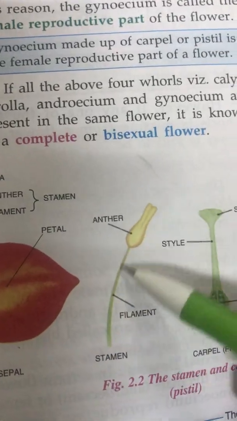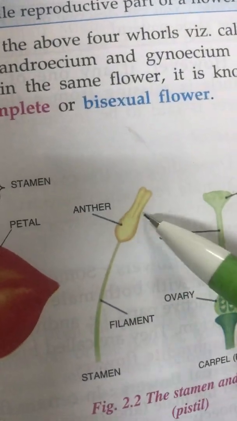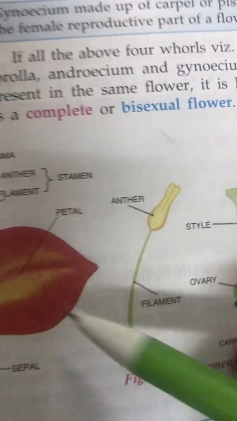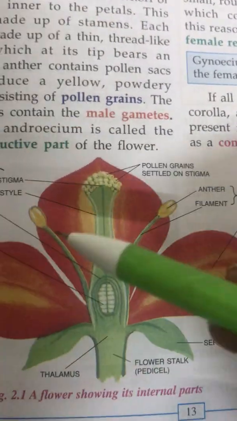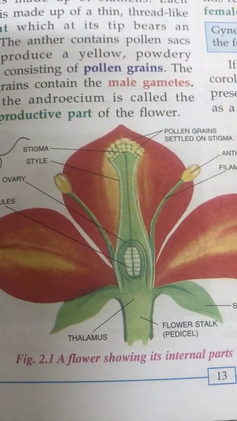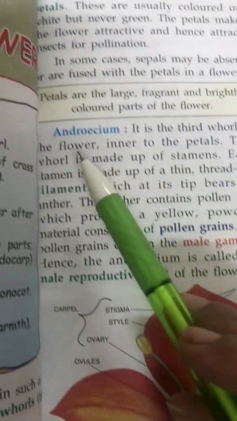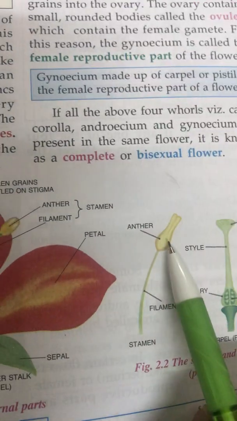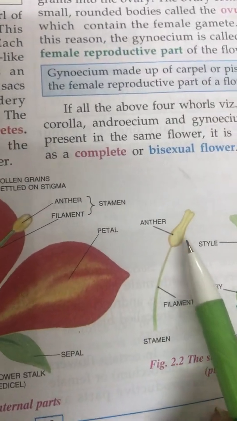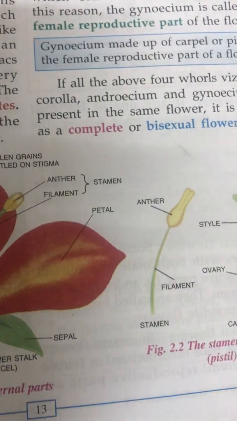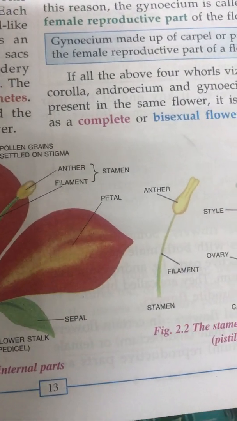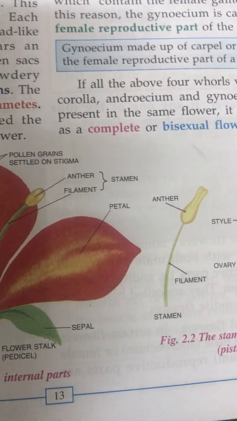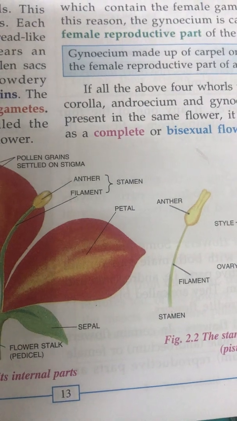A single stamen looks like this, having an anther with two lobes on the top and a filament. So such stamens, many of them together, form the third ring or whorl of the flower, which is called the androecium, the male reproductive whorl of the flower. Inside these anther lobes are filled tiny yellow colored pollen grains, and inside these pollen grains the male gamete or male sex cell is present, which is going to participate in fertilization.